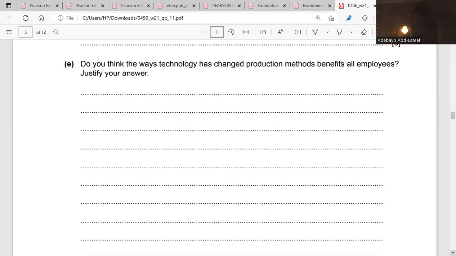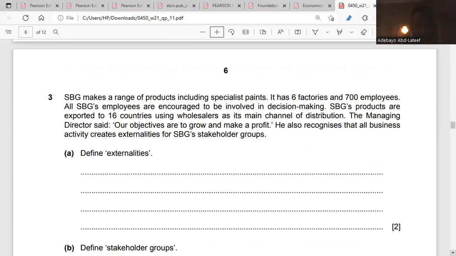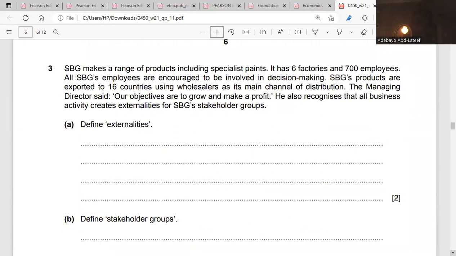Question 3. SVG makes a range of products, including specialist paints. It has 6 factories and 700 employees. All SVG's employees are encouraged to be involved in decision-making. SVG's products are exported to 16 countries using wholesalers as its main channel of distribution. The managing director said, "Our objectives are to grow and make profit." He also recognizes that all business activities face externalities for SVG stakeholder groups.